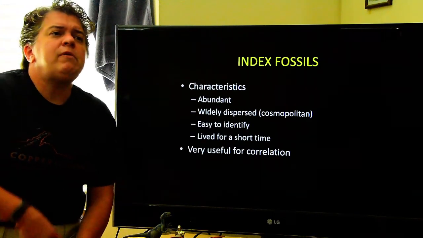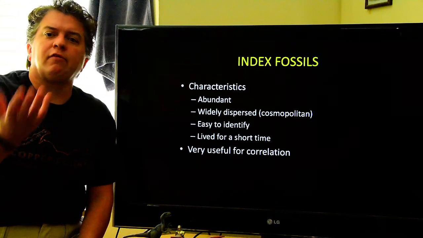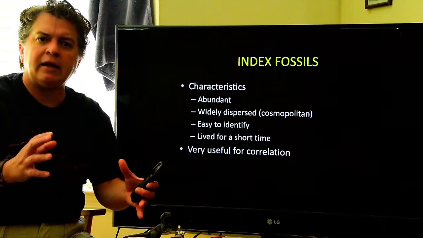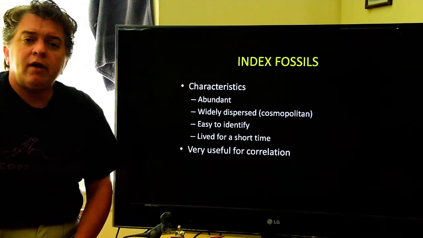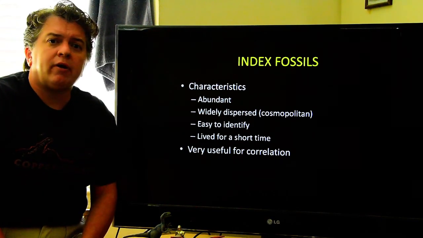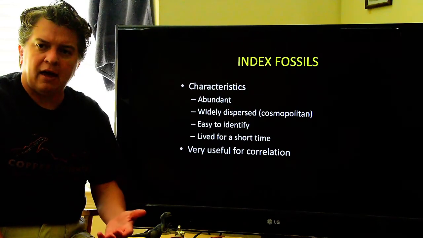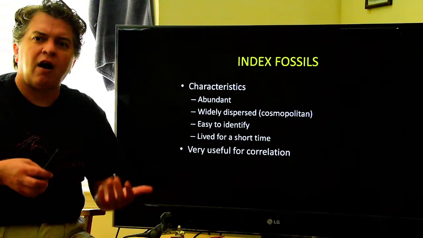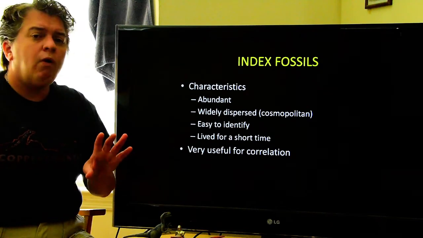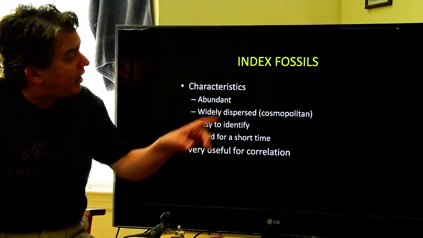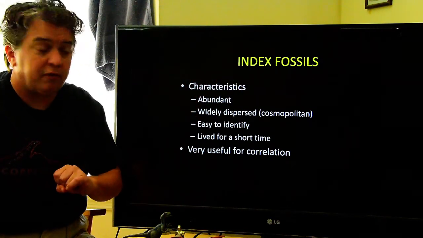All right, so now we've seen how fossils can be preserved in many, many different ways. And one of the things that's very important in historical geology is figuring out when things happened. Right? We like to know the timing of things. And something that can help us with that are index fossils.